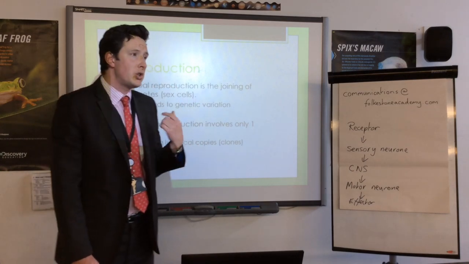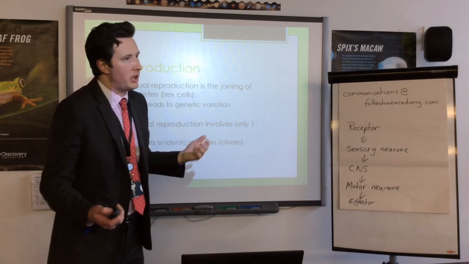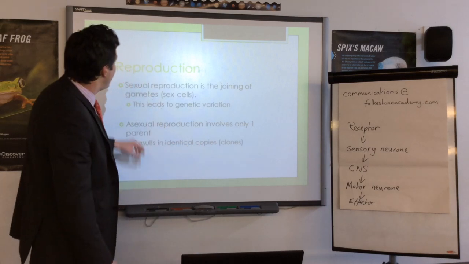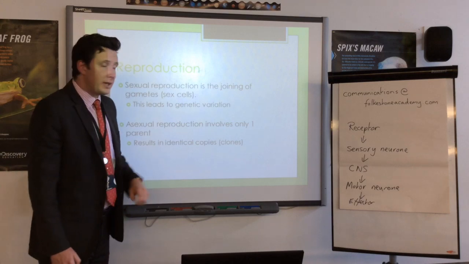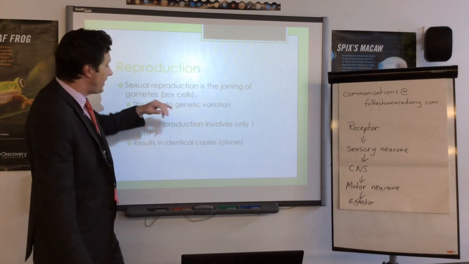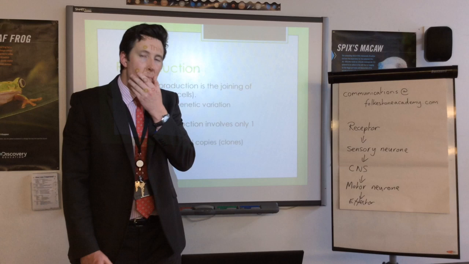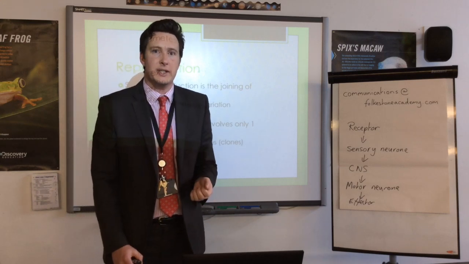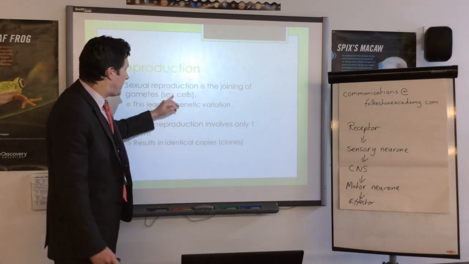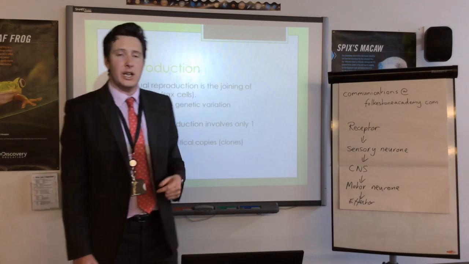You need to know the two methods of reproduction. So reproduction, there's two main methods you need to know. Well, there's only two methods, I should say. There's sexual reproduction. And sexual reproduction is the joining of gametes. And gametes is just the posh word, the scientific word for sex cells. Sex cells being the sperm in the male, and egg in the female.